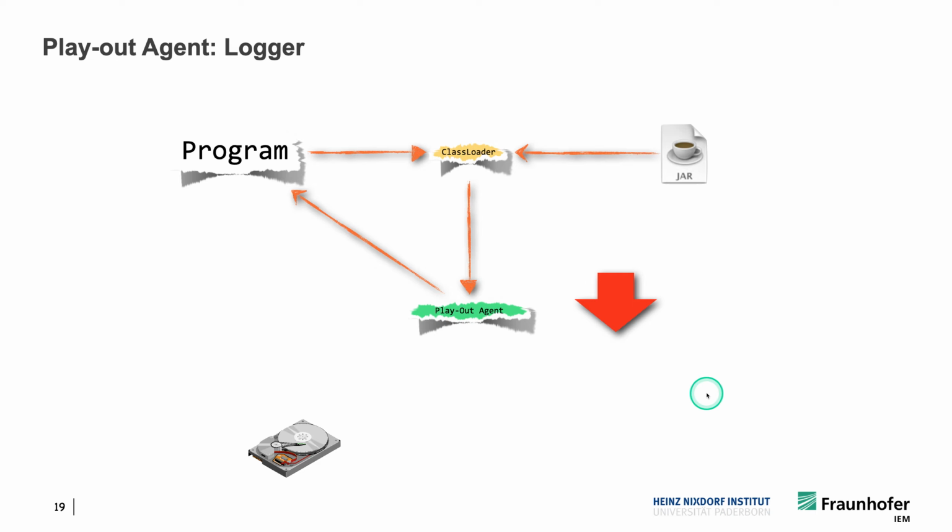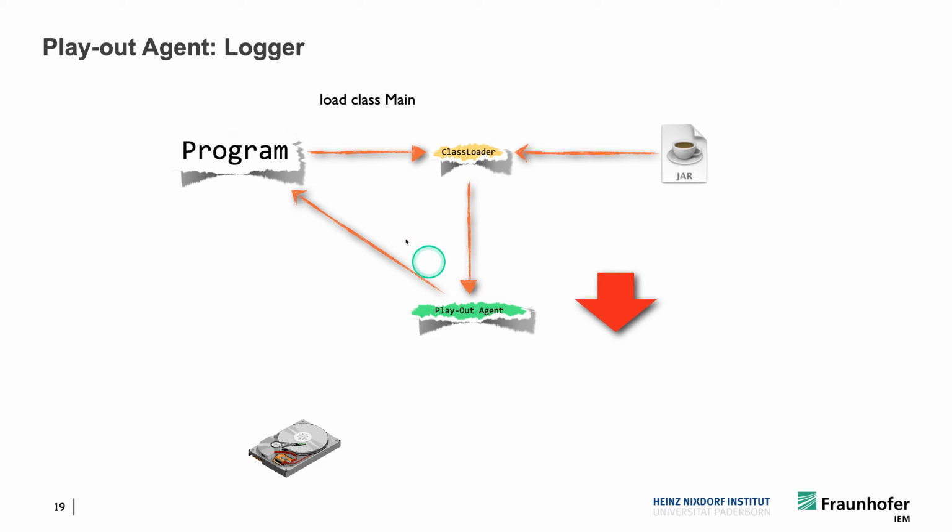So the playout agent, it's essentially a logger component, and I want to show you how this works. So first of all, the setup here, we have a program that is using a particular class loader to actually load classes, for instance, from a jar file or from some other external location. And then this class loader, it's being hooked up with a playout agent. And this is something that's really facilitated by this dynamic instrumentation API in Java.